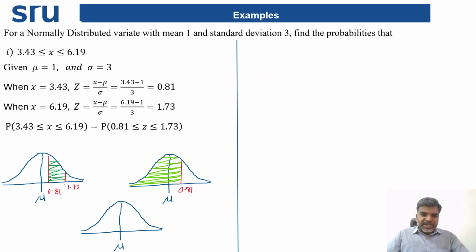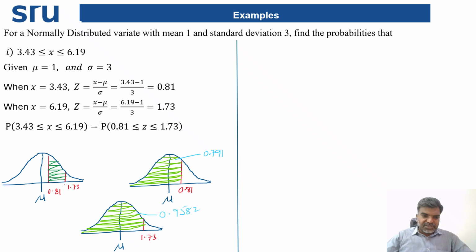And one more thing, I need one more value for z equal to 1.73. For that I am taking the next curve. See, from the table we get the left side area of z equal to 1.73. So what is this area? The left side area of z equal to 1.73 is 0.9582. Similarly, the left side area of z equal to 0.81 is 0.791. Now what you need? The area between these two z values, means you need this required area.